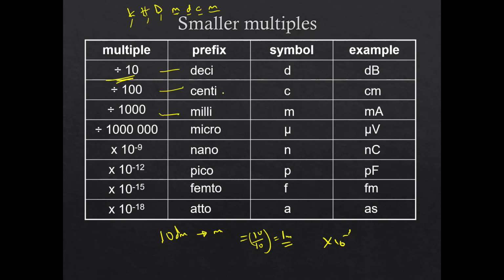So we have the centi. This is the same as dividing by 100, the same as times 10 power negative 2. Then we have micro. This is also common. This is dividing by a million.